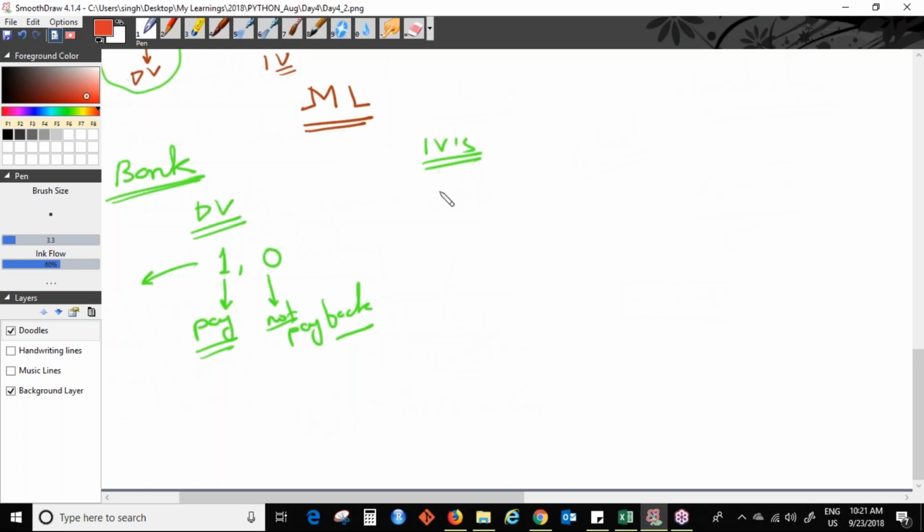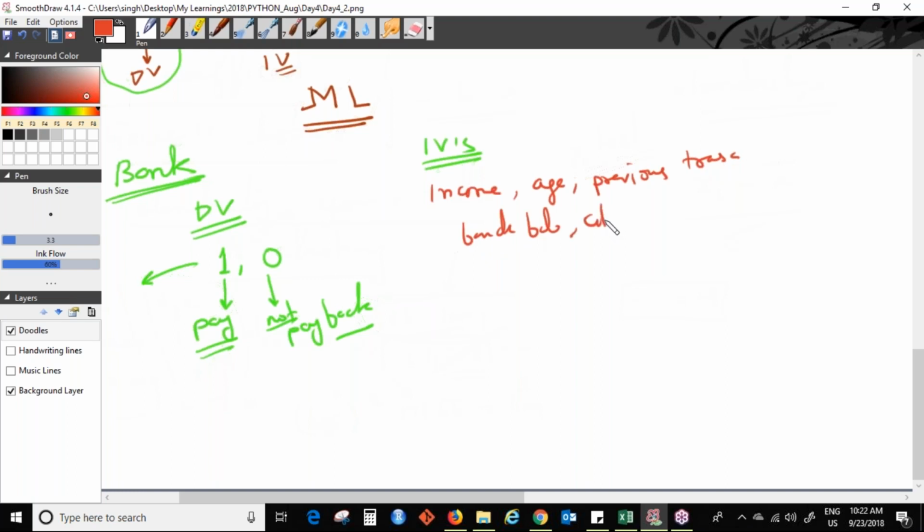So this can be the person's income, right? Obviously, whether a person returns a loan or not will depend on his income. This will depend on his age, maybe. This will depend on his previous transaction details. Yes, that is also right. On his previous transactions, on his bank balance.